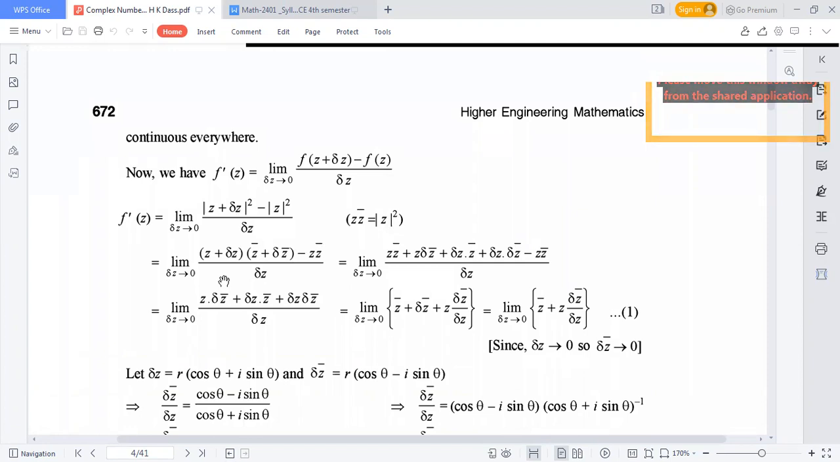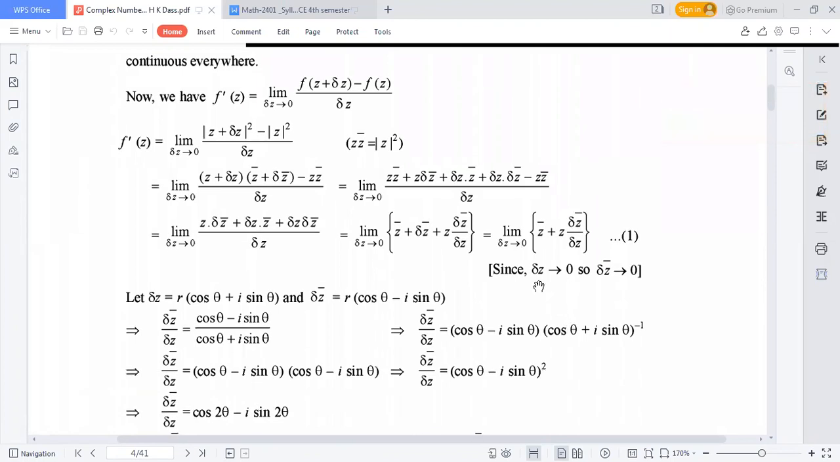But remember that z is the complex variable here. So just multiplying, we get these four terms, and z z bar will be cancelled. So we get only three terms divided by del z. This divided by del z will be z bar, and this divided by del z will be del z bar, and this divided by del z will be this ratio. So if del z tends to 0, this becomes 0, and this remains del z bar by del z. Now since del z tends to 0, del z bar, the conjugate, also tends to 0.